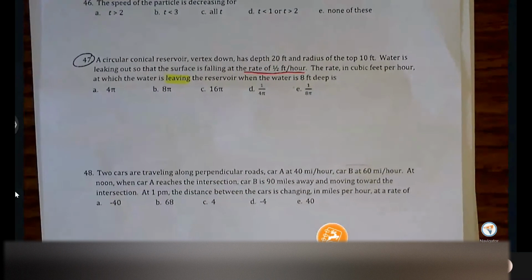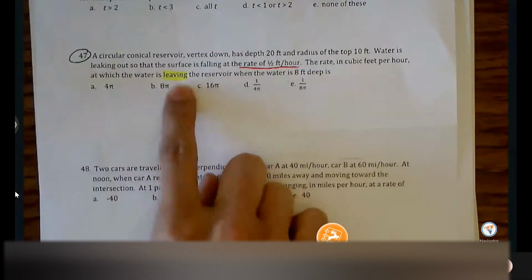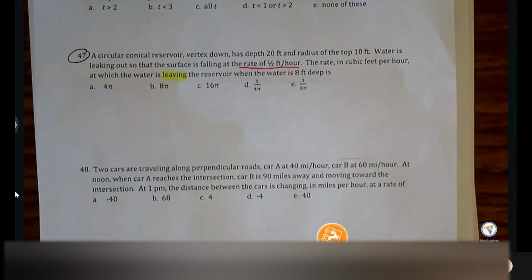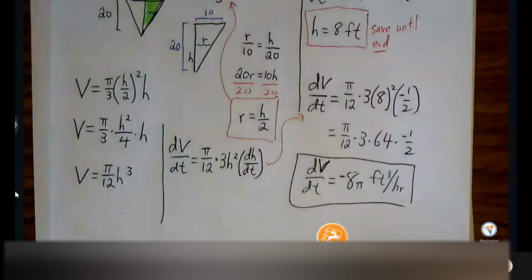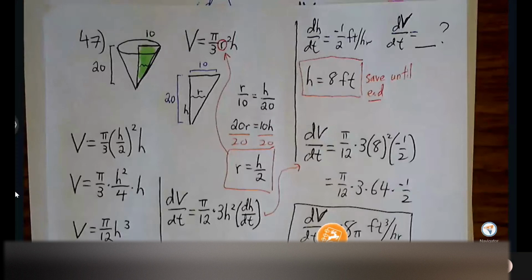So we can either say the volume is changing at a rate of -8 pi, or we can say that water is leaving at a rate of 8 pi. Those are consistent. Okay, so those are the big related rates problems I want to go over with you. Any questions? Okay.